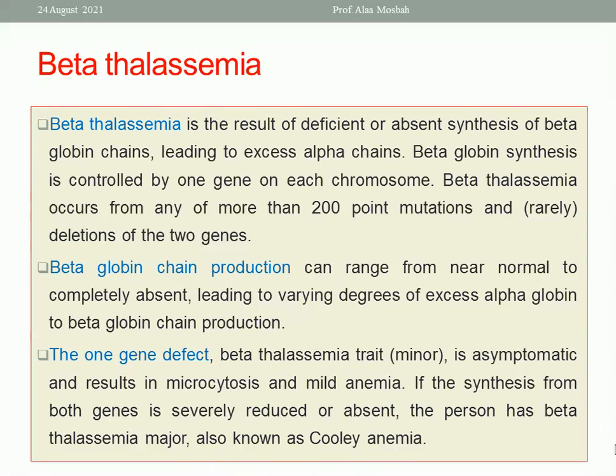The 1 gene defect, which is called the beta thalassemia trait or minor, is asymptomatic and results in microcytosis and mild anemia. If the synthesis from both genes is severely reduced or absent, the person has beta thalassemia major, also known as Cooley's anemia.